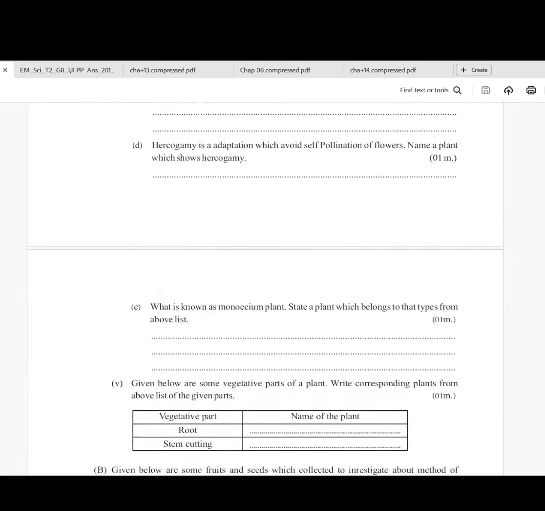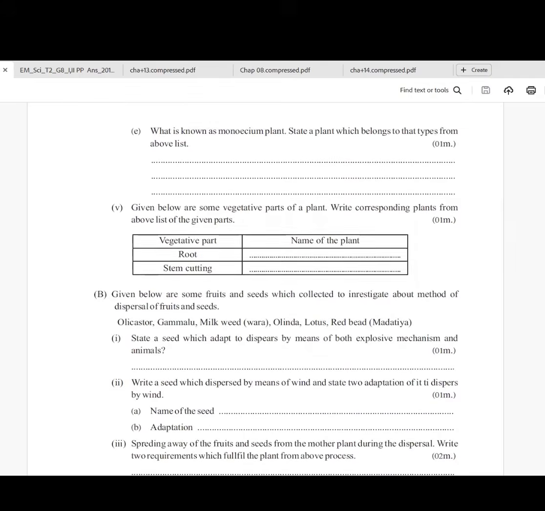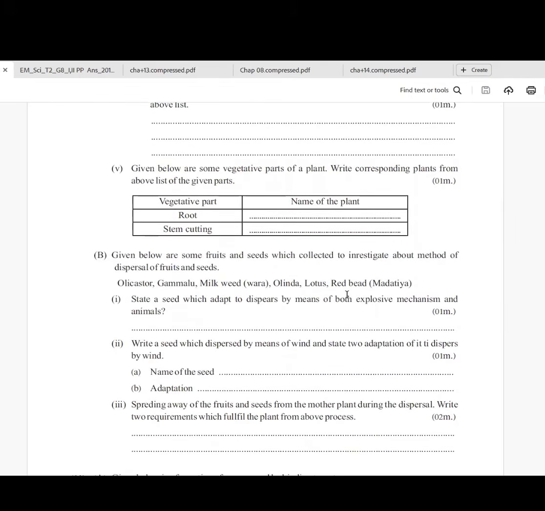Problem number 5. Given below are some vegetative parts of a plant. Write corresponding plants from the above list for the given parts. Vegetative part is the root. Name of the plant: curry leaves. Stem cuttings: shoe flowers.